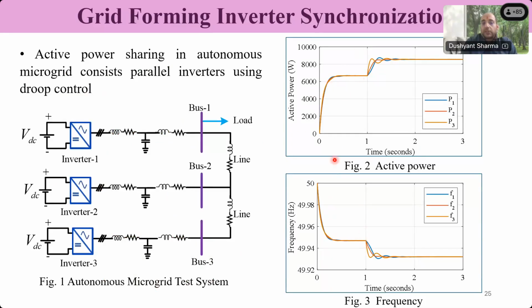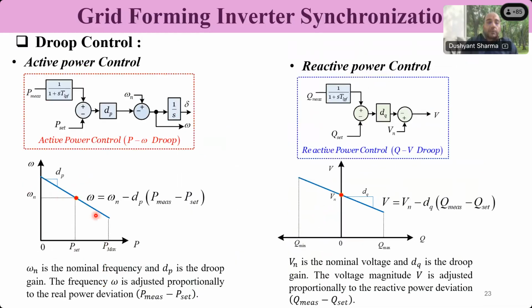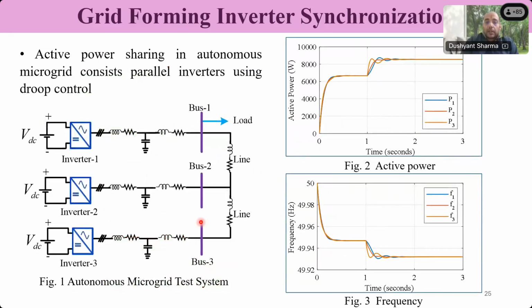So the frequencies are synchronized. Now the frequencies have deviated because of that droop control that we have implemented here. In this control, as per the power variable P, the measured power, our frequency is changing, just like shown here in the results. We have power and we have frequency. The frequency is dropped.